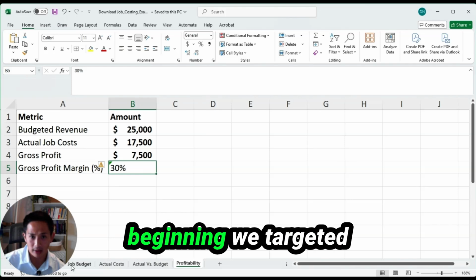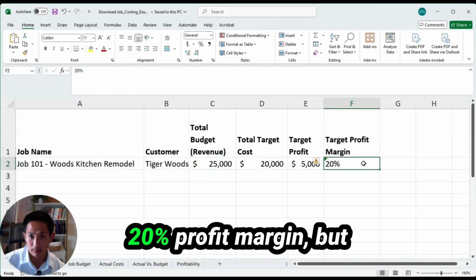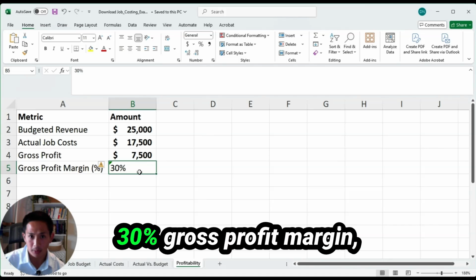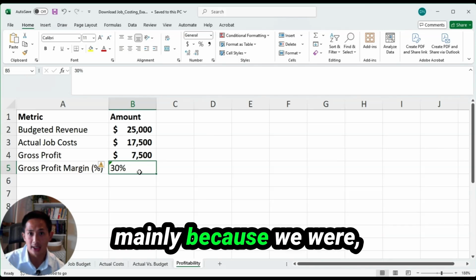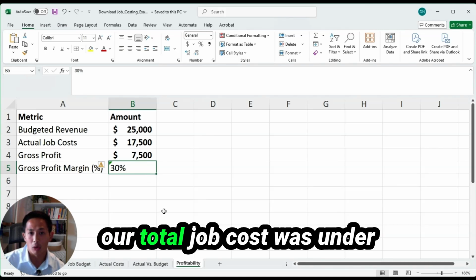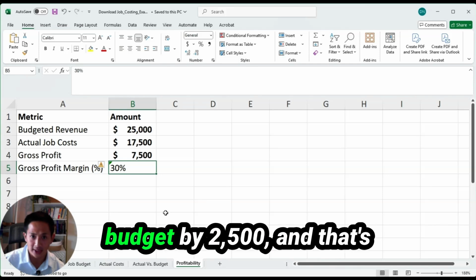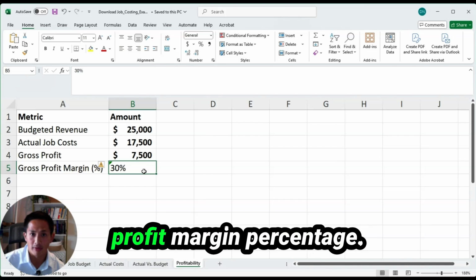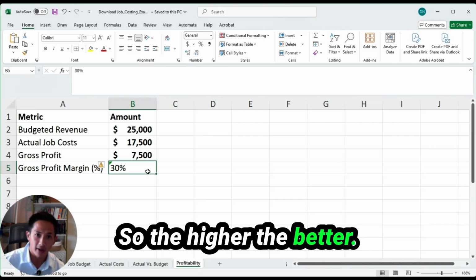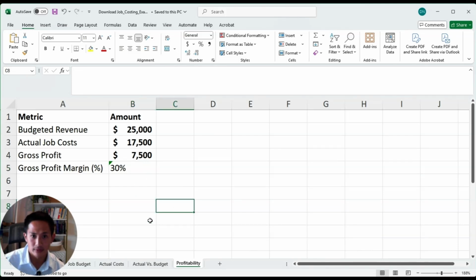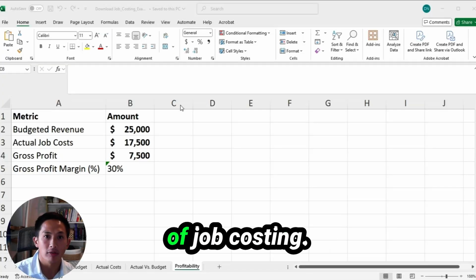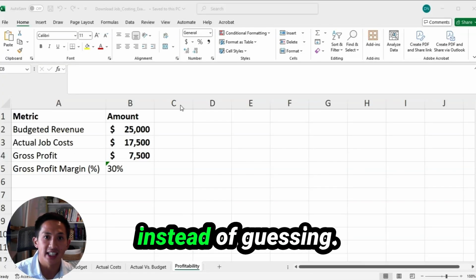And from the beginning, we targeted a 20% profit margin, but we ended up with a 30% gross profit margin, mainly because our total job cost was under budget by $2,500. And that's the main reason for the 10% increase in the gross profit margin percentage. So the higher, the better. So that's the power of job costing. You control your profit instead of guessing.